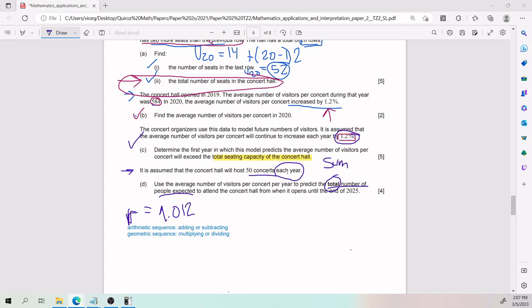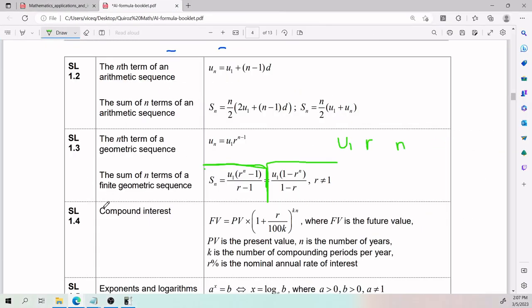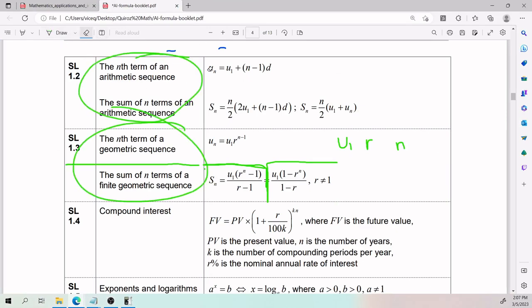We're probably talking about a sum. If we look at our formula booklet, as I mentioned earlier, we have two scenarios. We have arithmetic on top, geometric on the bottom. In this scenario, we only care about the ones at the bottom. We have two formulas here, the nth term and also for sum. Since we're talking about sum, again, we only care about the bottom.